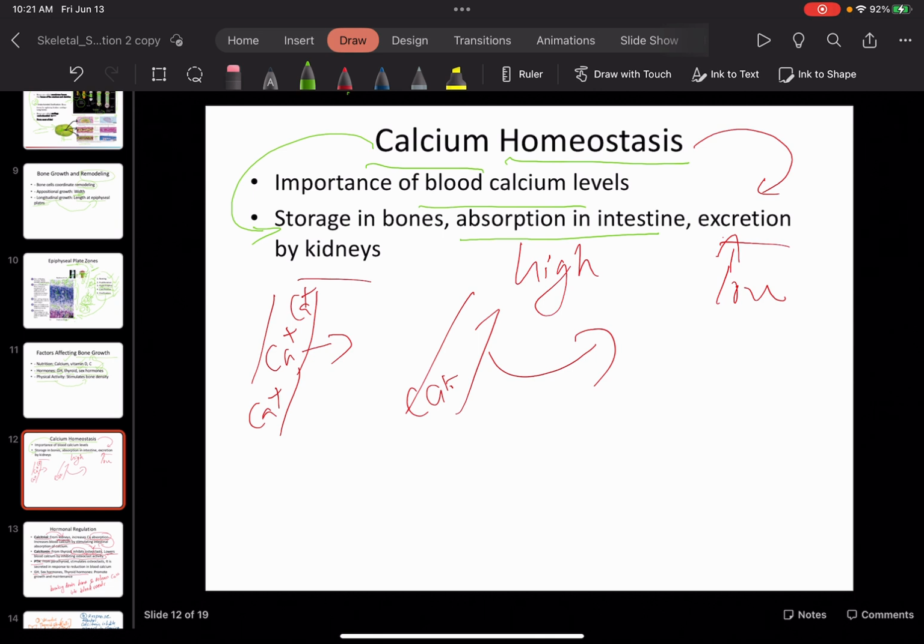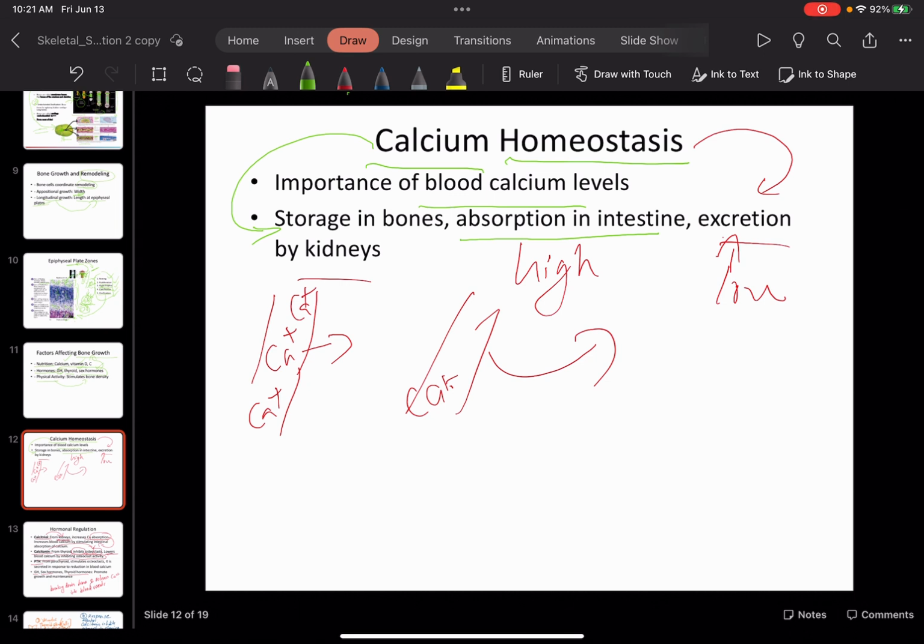Then next, we're going to go over calcium homeostasis. Calcium is very important for bone formation, remodeling, and maintaining their functions. You have heard that before. How this calcium is so important, that's what we're going to study right now.